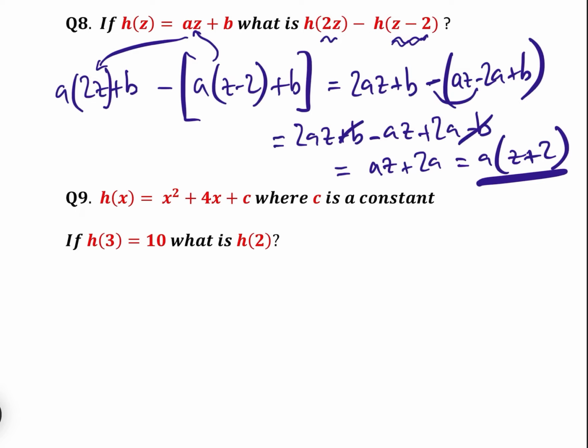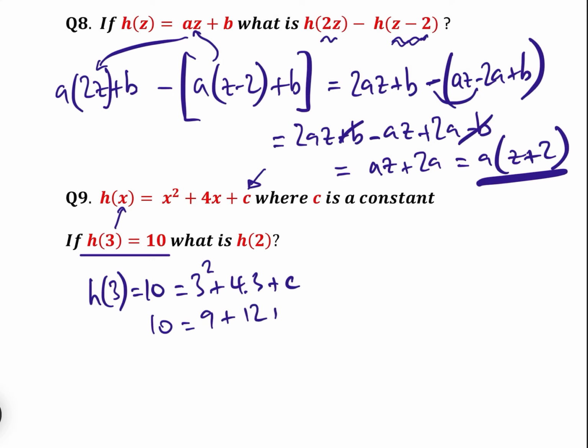Okay, question 9. All right, so again, what we're given here, C is a constant, and we clearly have to find out what C is. The way we're going to find out what C is, we're given that h of 3 equals 10. And so therefore what we've got to do is stick 3 into there, and that will solve for C, and then we can find h of 2. So h of 3 equals 10, i.e. equals 3 squared add 4 times 3 add C. And so from this equation we get that 10 equals 9 add 12 add C, so C equals minus 11. So therefore we know that h of x is actually x squared add 4x minus 11.